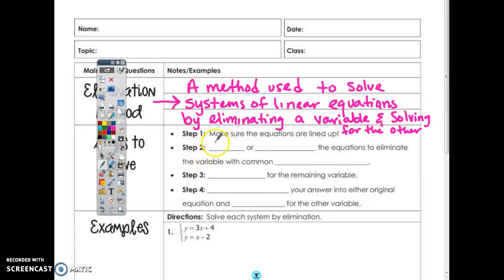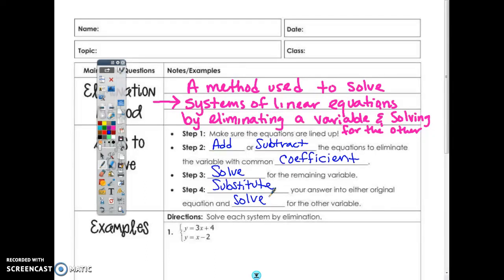Step number 2, we're either going to add or subtract the equations to eliminate the variable with the common coefficient. Okay, and I'll show you what that means in a little bit as well. Step number 3, we're going to solve for the remaining variable. And then we're going to do what we did yesterday, which is substitute your answer into the original equation and solve for the other variable. Okay, so if you follow those steps, you should be fine.